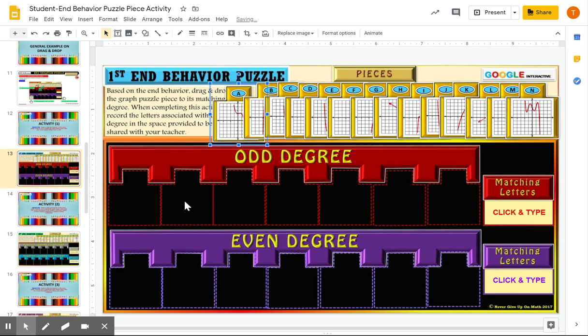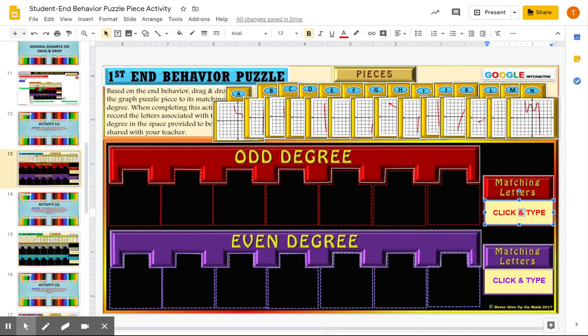Once you have all of these filled in, you're going to click over here. It says click and type. You're going to delete this, and then you're going to type whatever letters you think are odd. So H, E, B, whatever you think is odd, it's going to match the same things you dragged in here. You're going to type over here.